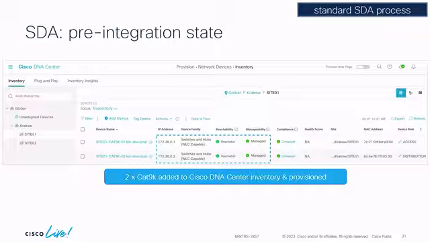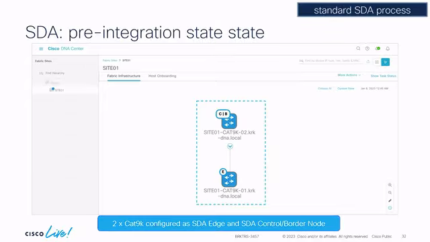So what's the pre-integration state? SDA is fully established. We have devices. Here, I'm just having 2 devices. So I have one border, one edge. Everything is good, both reachable, both managed. I have a fabric, so one device is acting as a control and a border. The other is acting as an edge. Again, nothing fancy here. This is traditional SDA. So this is the way how you configure SDA. You put one device as an edge, the other, for example, as a control and the border, and life is good.